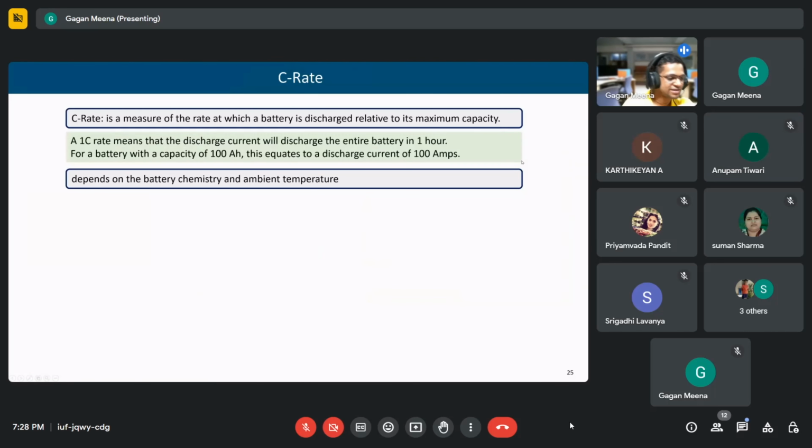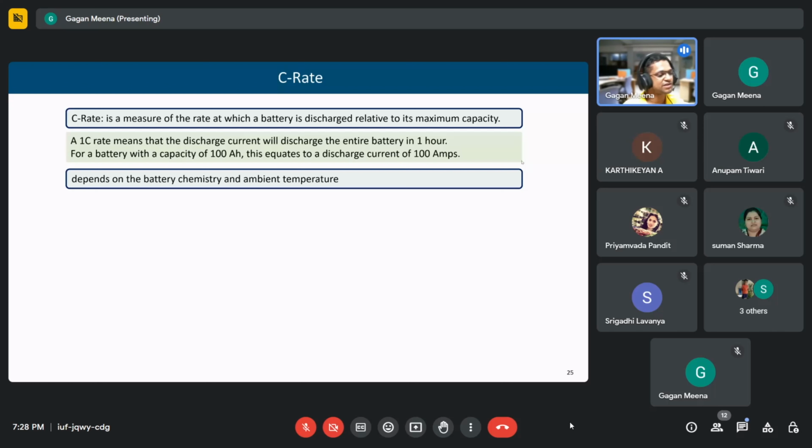So this is the C rate. C rate is a measure of the rate at which a battery is discharged relative to its maximum capacity. So 1C means the battery will discharge entirely in 1 hour at that discharge current. If a 100 ampere hour battery is there and the discharge current is 100 amperes, it will completely discharge in 1 hour.